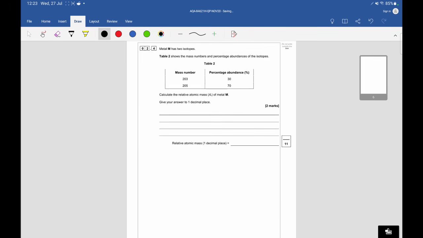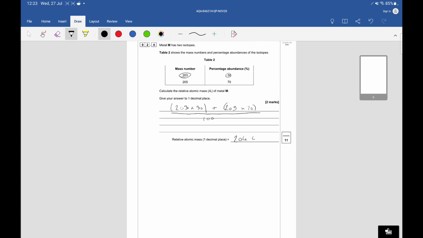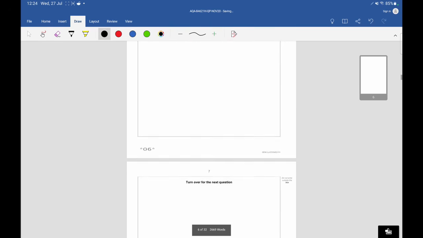Question 2.4 shows you the numbers and percentage abundances of the isotopes. Now, to work out the relative atomic mass, all we've got to do is multiply each of these by their percentage abundance and then divide them by 100. So we're going to do 203 times 30, because that's 203 and 30, and we're going to plus 205 times 70. And we're going to divide that by 100, and that will give you an answer of 204.4. And there's no units to that because relative atomic mass is relative comparative, so it has no units.